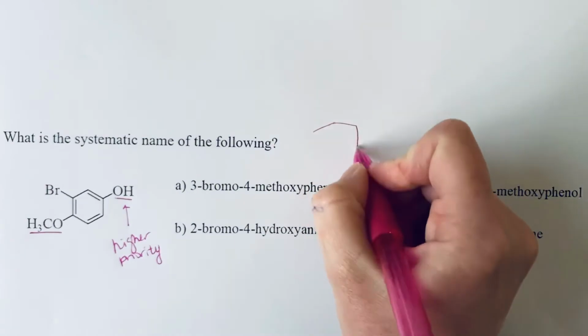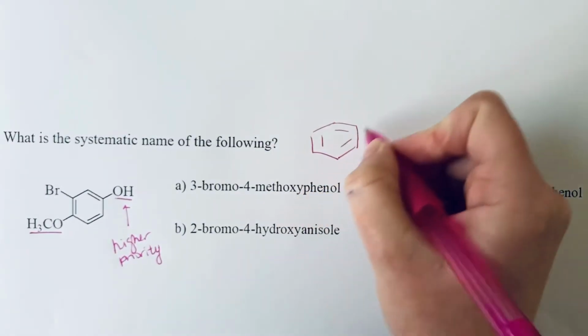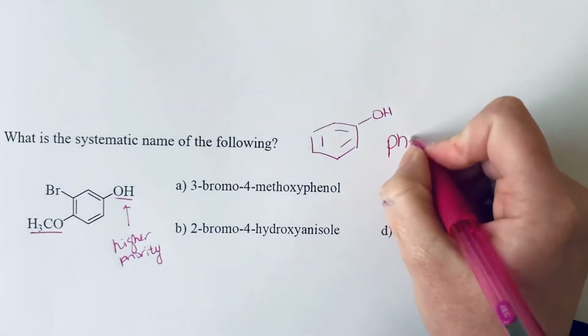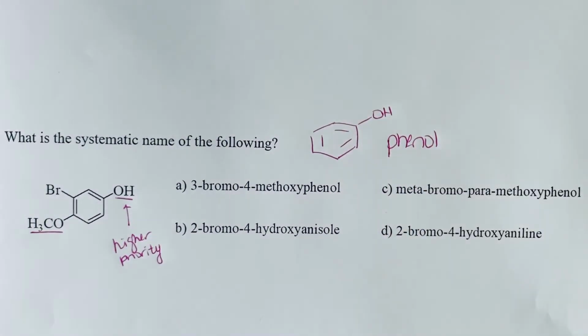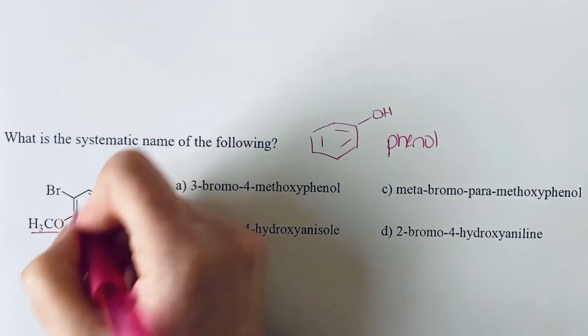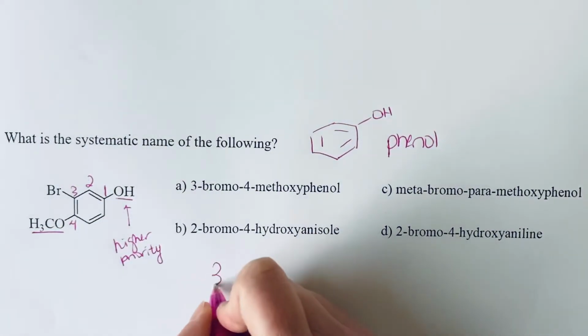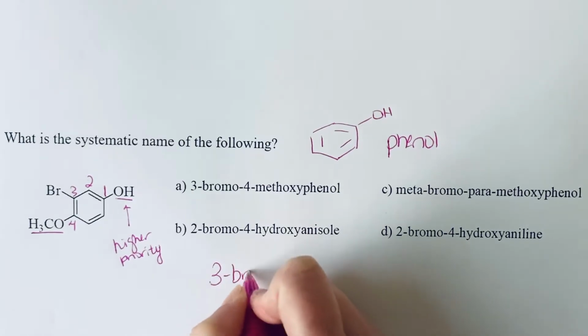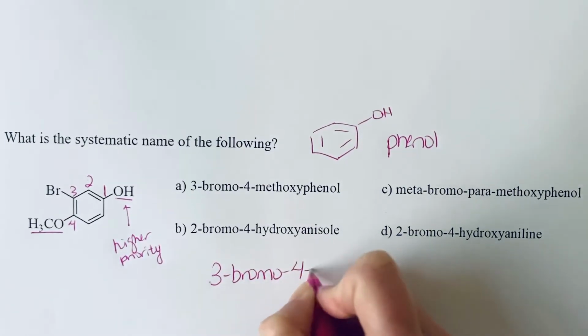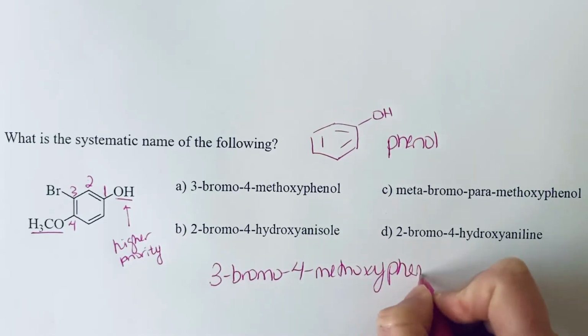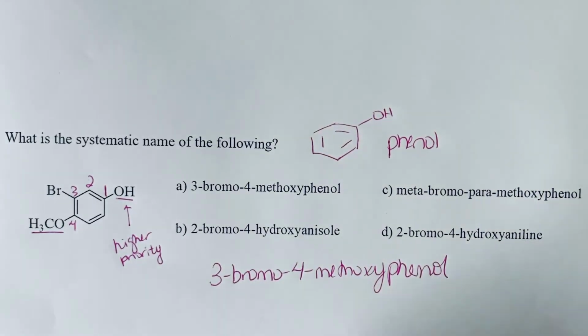So we need to remember that when we have a benzene ring that has an alcohol as a substituent, this is a phenol. So we will be naming this as a substituted phenol. So that means we're going to put the number 1 where the alcohol is, and then we're going to number around the ring to give the lowest numbers to these substituents. So we will see that we have 3-bromo-4-methoxyphenol. And so that is A.